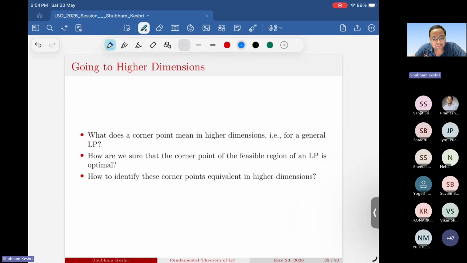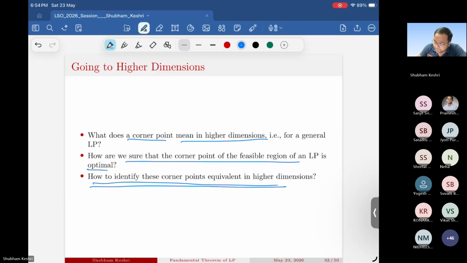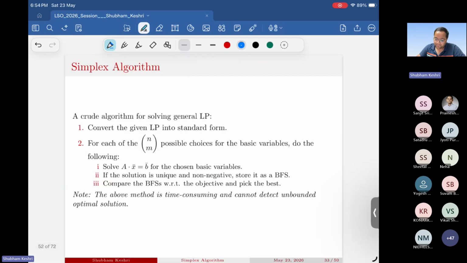So what have we covered till now? We have seen the graphical method. We moved to higher dimension and saw what a corner point represents there. We saw that a corner point being optimal is proven for an LP if the optimal solution exists, and we know how to identify these corner points in higher dimension. Once we have this idea, we can have an algorithm to solve a linear programming problem. Very simple algorithm. This is not the simplex algorithm, although I have written simplex algorithm, but we have a way of solving the LP. What is the way?